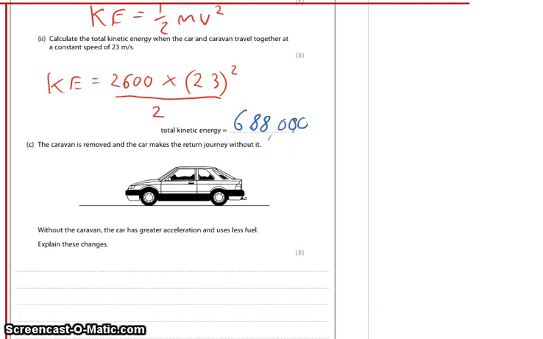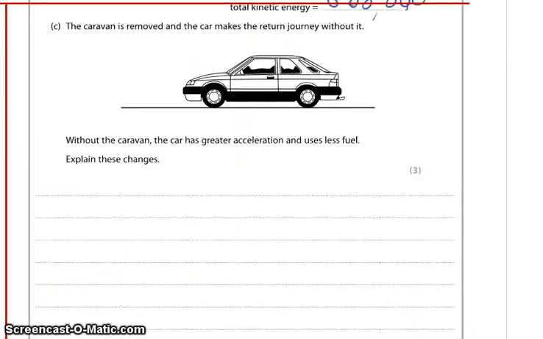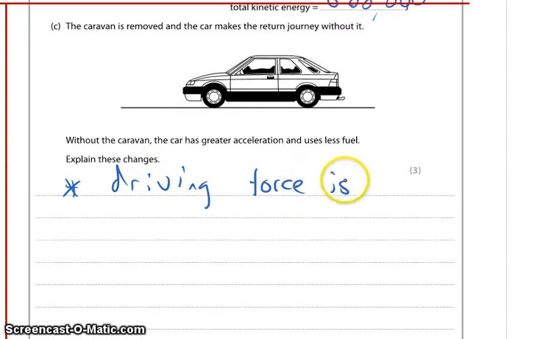The caravan is removed and the car makes a return journey without it. Without the caravan, the car has a greater acceleration and uses less fuel. Can we explain this? With or without the caravan, the car is still going to have the same driving force. So in this case, the driving force is unchanged, because the caravan doesn't contribute towards the driving force.